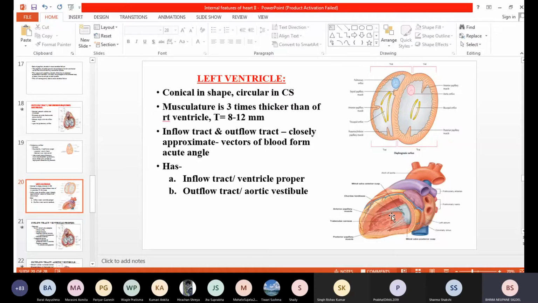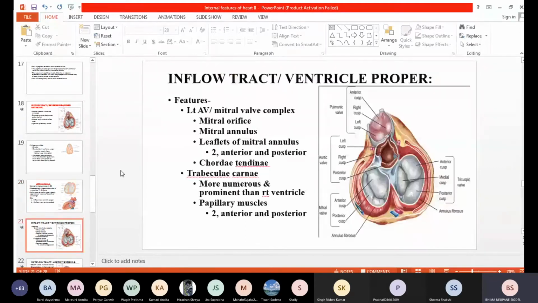Now the inflow tract, or the ventricular proper. If you remember the tricuspid valve complex present in the right ventricle, the same will be here, so we will not discuss it in detail. Now the features present on the inflow tract, the ventricular proper, in the left ventricle. First, like in the right ventricle, there is the left atrioventricular complex, or the mitral valve complex.